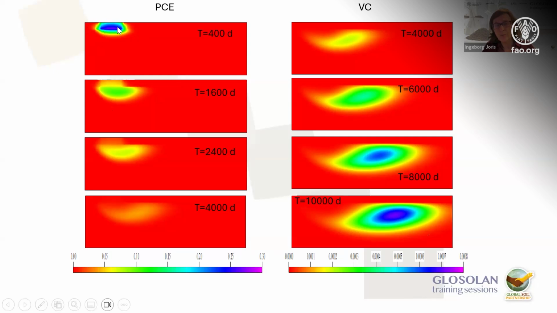And here you can see how the PCE, if you only look at the left side, leaches down to the groundwater, but it also disappears. So you can think, okay, that's good news. My contamination after 4,000 days is practically gone. But at the same time, you see that the daughter product, which is quite toxic, is appearing. And after 10,000 days, you have quite a plume of vinyl chloride.